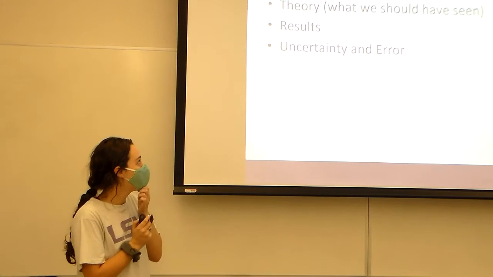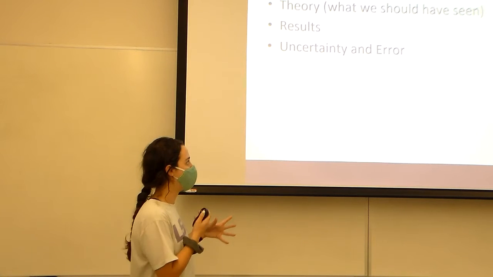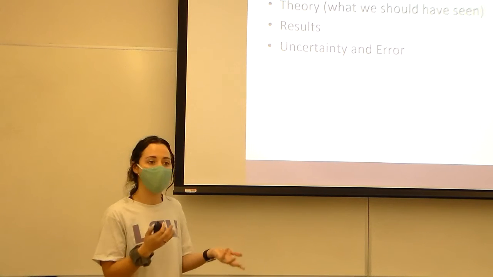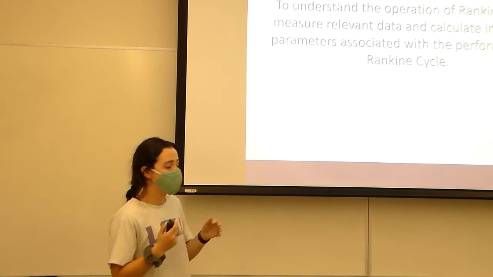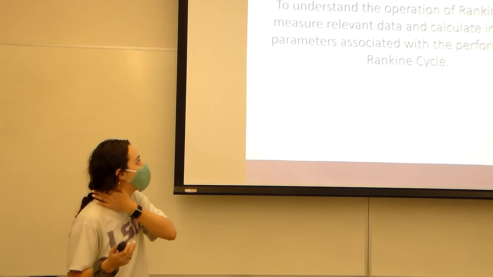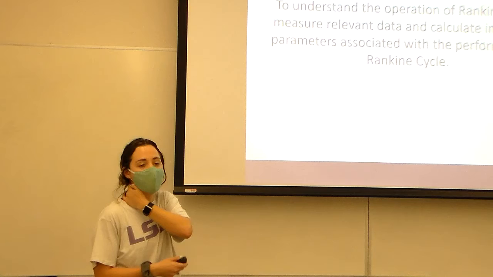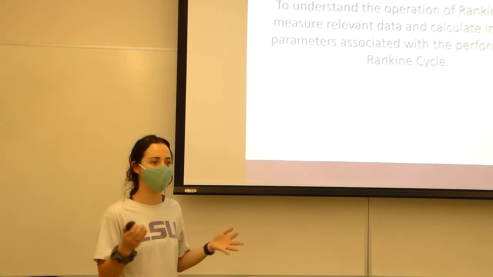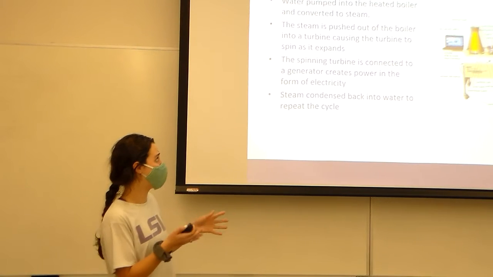So here we go, kind of an outline. I'm going to go through the theory of what theoretically should have happened, the results of what actually happened in the data that we got, and where uncertainty and error could come from. The objective given to us for this project was to understand the operation of a Rankine cycle and collect data associated with its performance, to see how efficient the Rankine cycle that we have is.